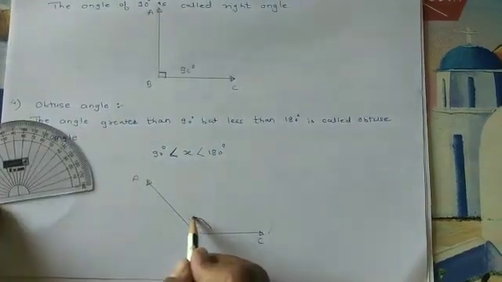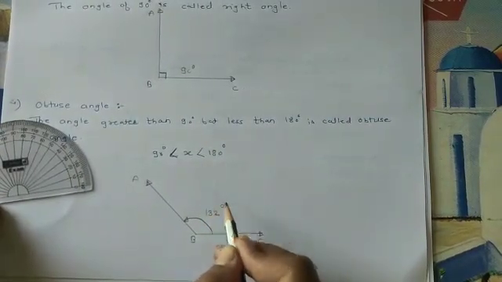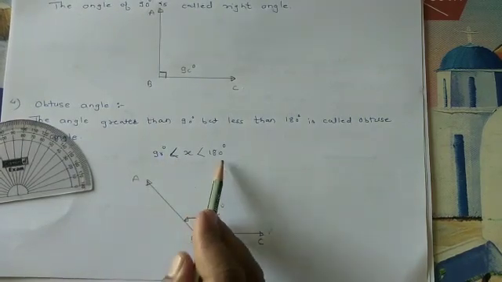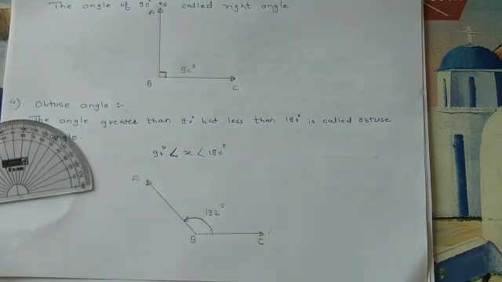So this angle is what? Angle ABC is 132 degree. If you are observing, 132 lies between 90 and 180, greater than 90 and less than 180. So this angle is called an obtuse angle.